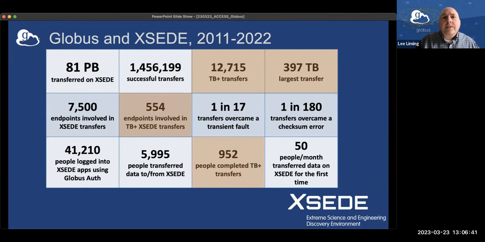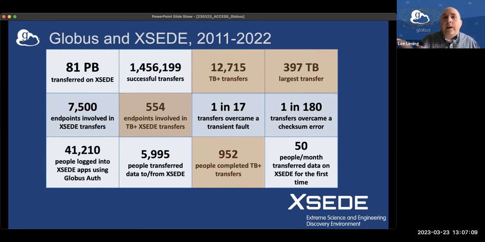These 4 boxes here talk about terabyte plus transfers. What that means is that by pressing one start button, a researcher was able to transfer more than a terabyte of data in one shot. This happened, let's see, more than 12,000 times during the 11 years of Exceed. The largest transfer was just shy of 400 terabytes in one single shot.